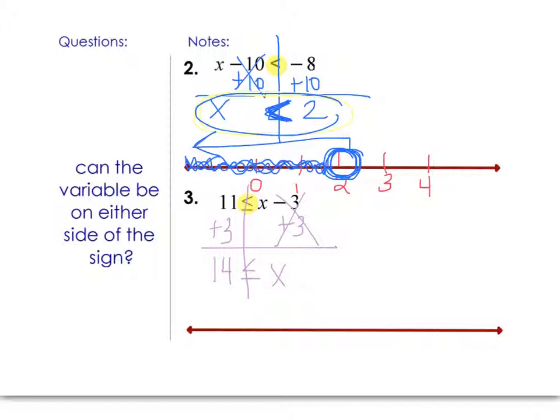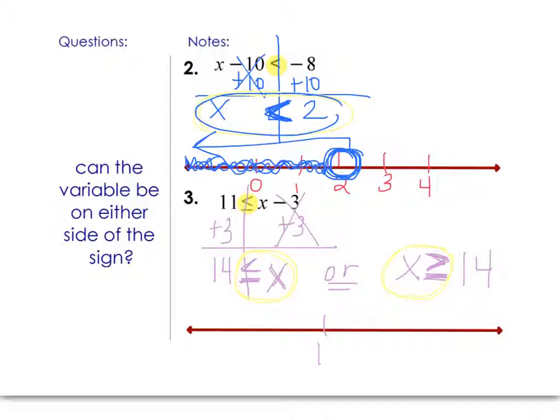We'll read this out loud. 14 is less than or equal to x, or x is greater than or equal to 14. See how I switched that? The sign is eating the x. It's okay if you move them, but just make sure the sign flips. x is greater than or equal to 14, or 14 is less than or equal to x.